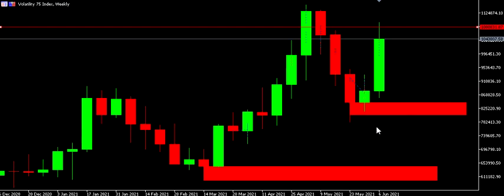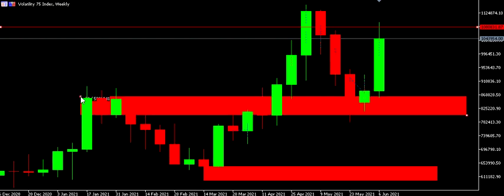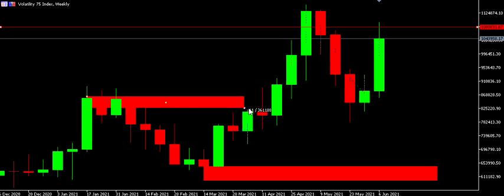We have a low here and we have a higher low. That shows a clear bullish momentum, a clear bullish structure. Now, this particular low here was a high around here. The low was a high point around here.